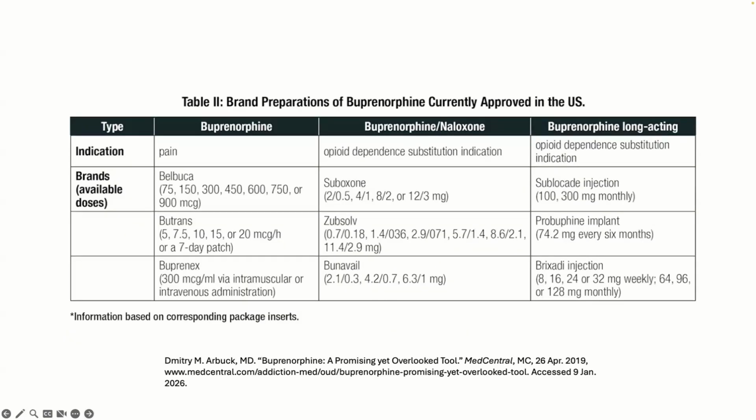Next, this is just a chart highlighting the dosing for buprenorphine as well as some of the formulations and indications. The only thing I want to highlight from here and take away is that buprenorphine can be prescribed for both opioid use disorder as well as for chronic pain. And oftentimes for pain, you'll see that the dosing is in micrograms versus the dosing for opioid use disorder, which will be in milligrams.